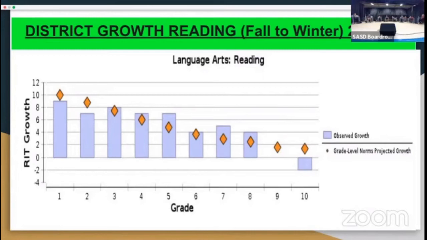Other questions for board members? Go ahead, James. I'm not sure if I'm looking at this right, but it's the diamonds. Yep. It appears to me that grades 3 and 4 did well in the reading, but when you take a look at the math as well, the grades 5, 6, 7th, and 8th seem to be doing better than the rest.